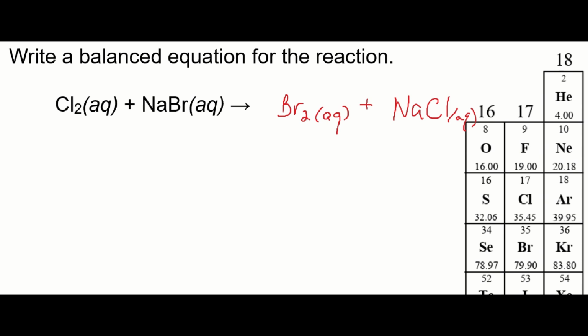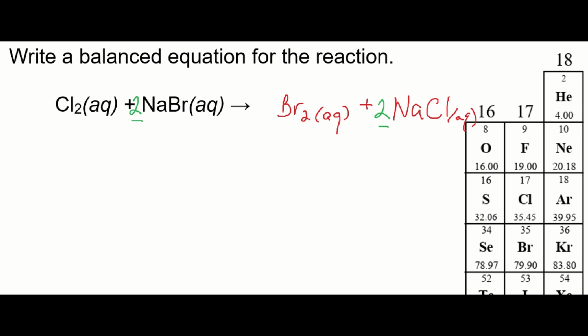Now we need to balance this. There's 2 chlorines on the reactant side, only 1 on the product side, so we need a coefficient of 2 in front of sodium chloride. That means we need a coefficient of 2 in front of sodium bromide on the reactant side to balance the sodiums. And this is your balanced molecular equation.